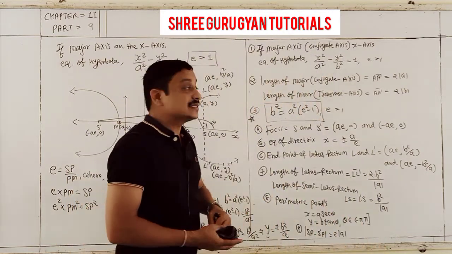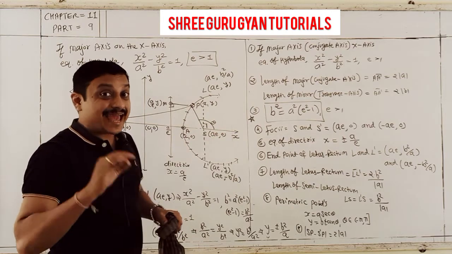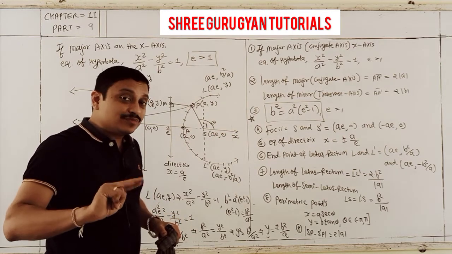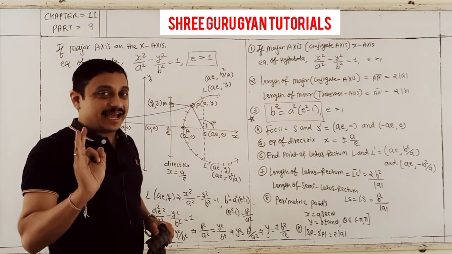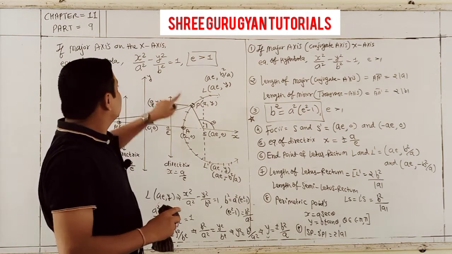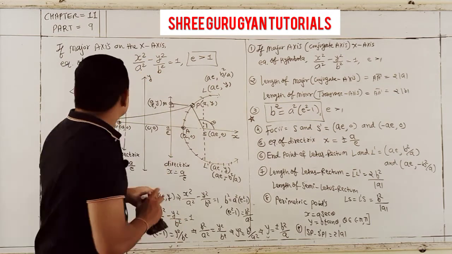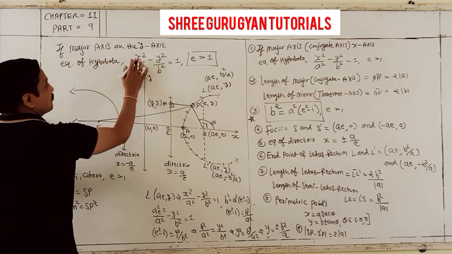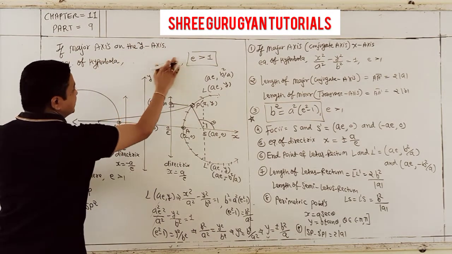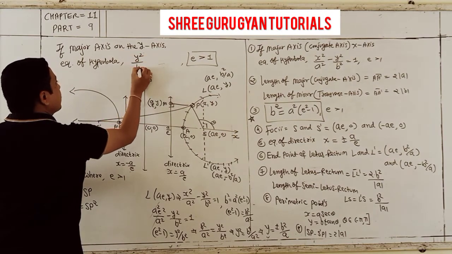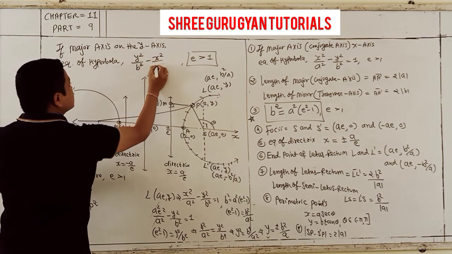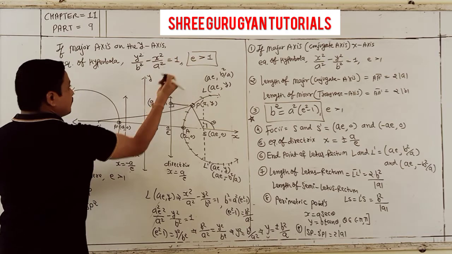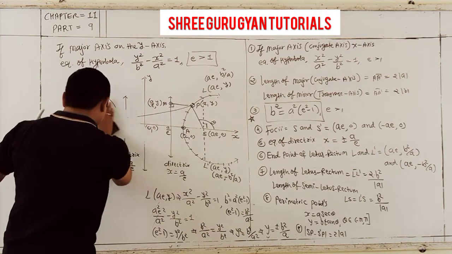The transverse axis is the x-axis and the conjugate axis is the y-axis. Now I go to the transverse axis on the y-axis, I mean the conjugate axis on the x-axis. The equation changes. So point number 2: if the transverse axis is on the y-axis, the equation of the hyperbola changes to y square by b square minus x square by a square is equal to 1. And the drawing also changes.